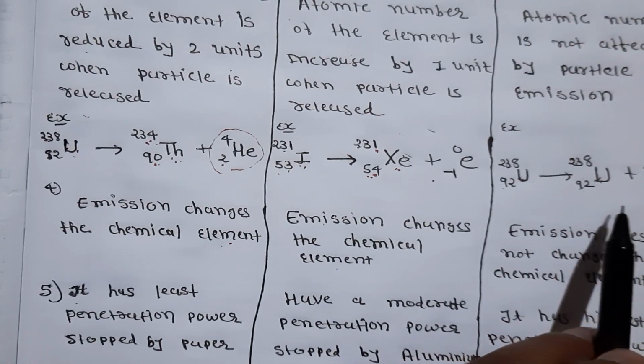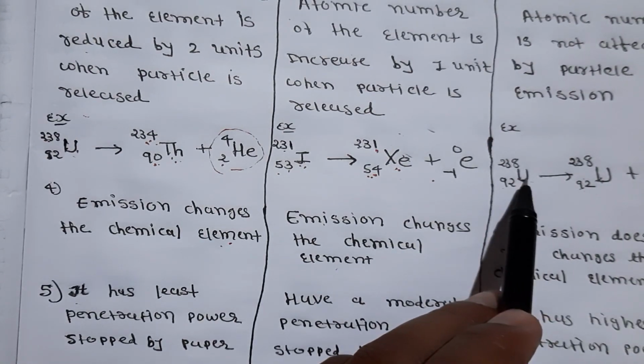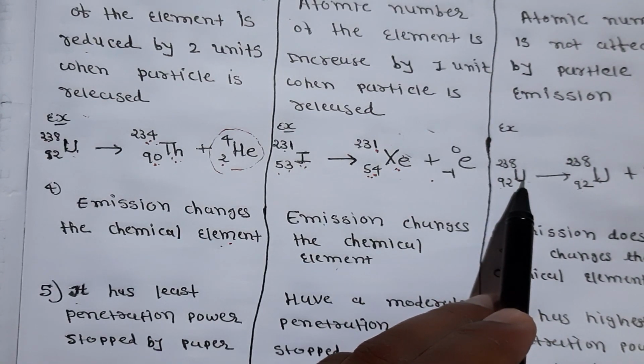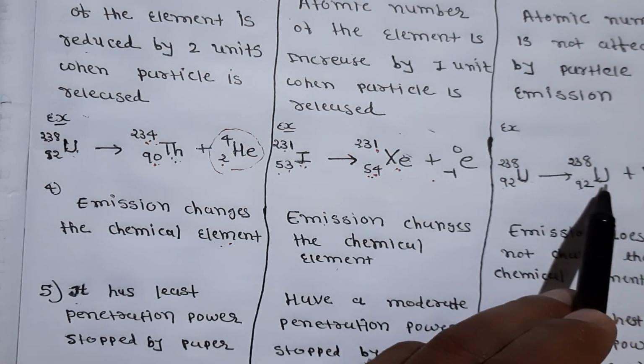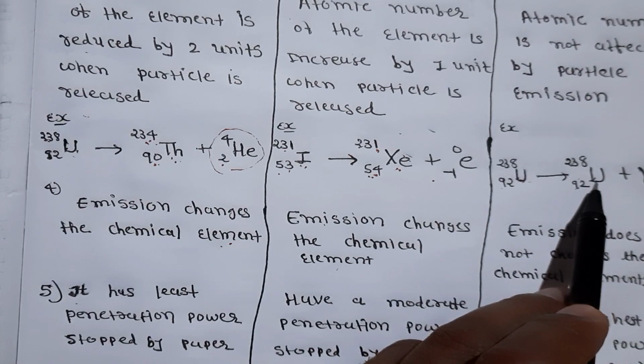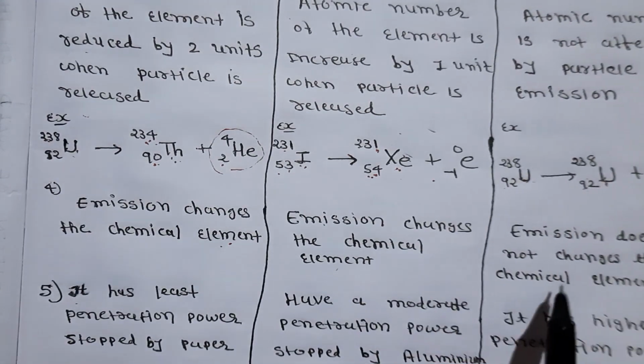But in gamma emission there is no change in the chemical element. Here the parent nuclei is uranium and after gamma radiation the daughter nuclei is also uranium. So there is no change in the chemical element.